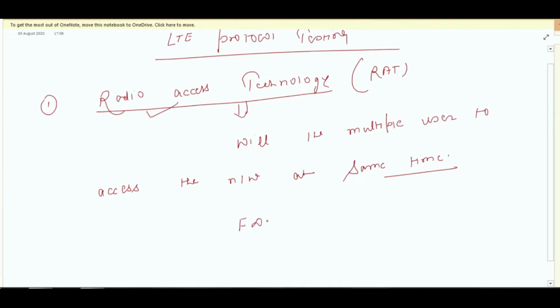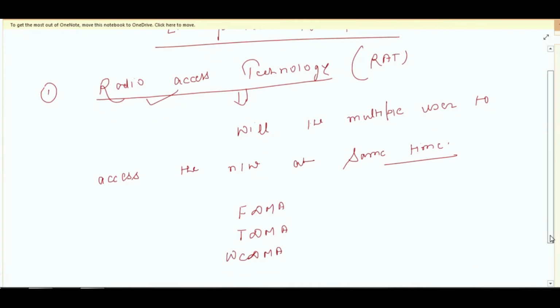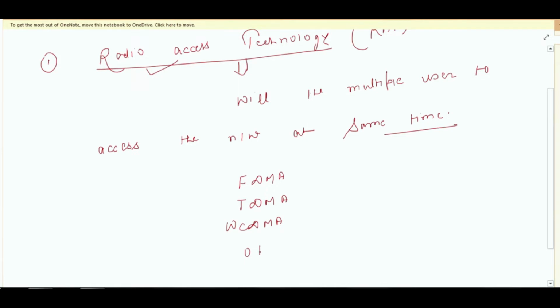some of them you already heard, say if you know FDMA, TDMA, CDMA, or their next version in the 3G, WCDMA, and in 4G we will see about the OFDMA. So if you see any RAT, obviously in every RAT the last 3 alphabets are DMA, division multiple access, everywhere. So what does it mean?